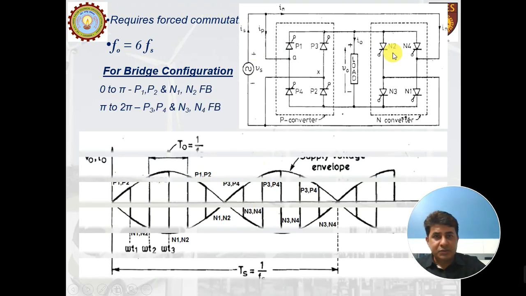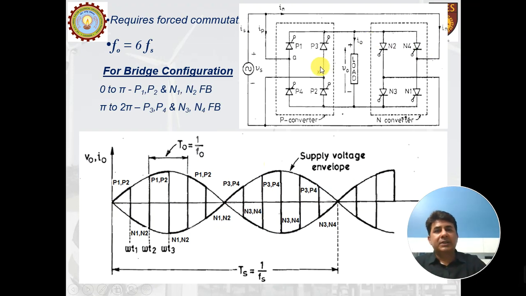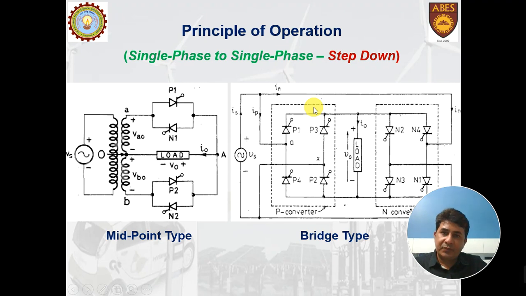In this, although we are using a large number of devices, the transformer utilization is better, and this bridge configuration gives better control. You will get to know how this bridge configuration is better than the midpoint configuration, and in most of the cases we use the bridge configuration.